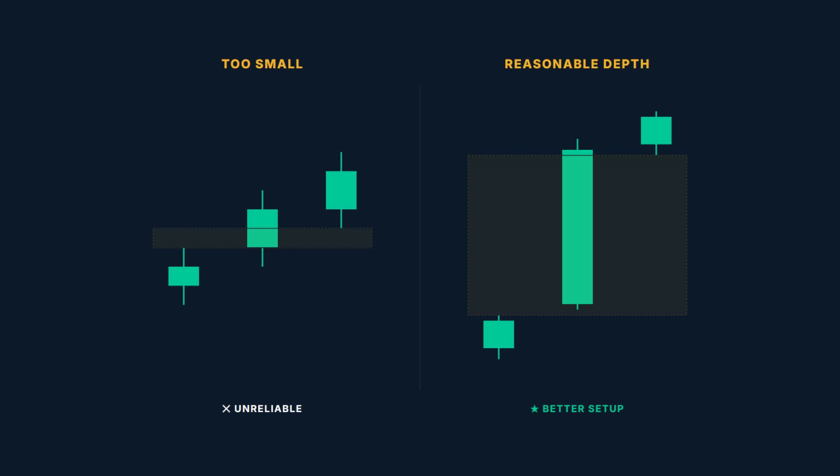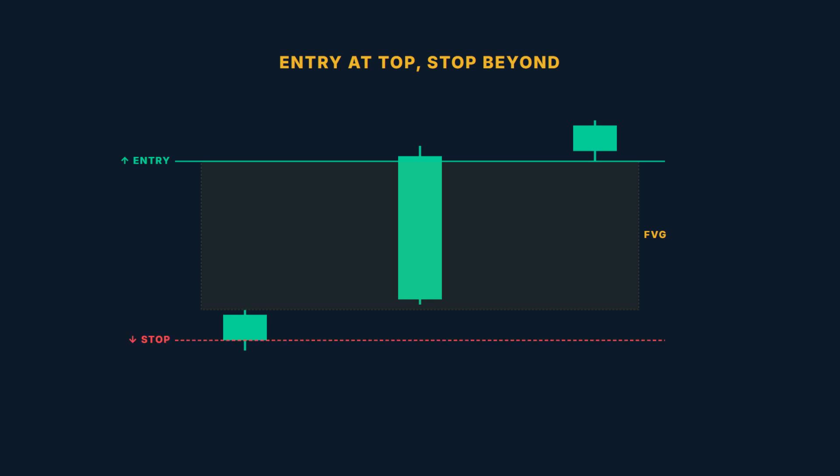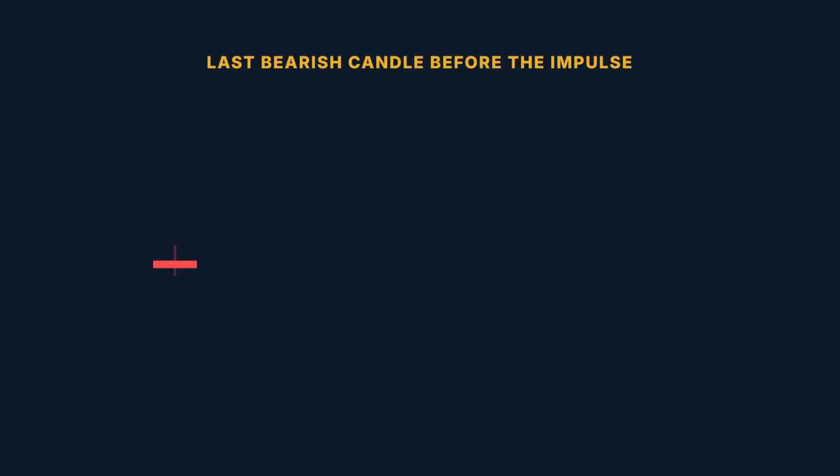The third filter is the size of the FVG. Very small fair value gap zones, just a few pips or points between the wicks, tend to be less reliable because the level of precision required to trade them is too high. A small variation in entry already puts you outside the zone. The FVGs with more relevance are those with a reasonable depth, giving price room to touch and react within the zone without you needing to nail the exact entry point.